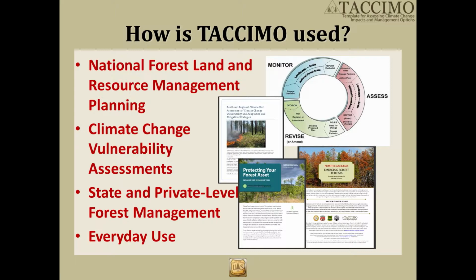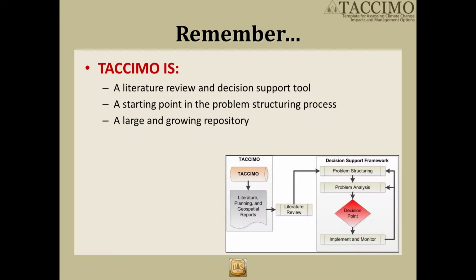For state and private level forest management, we've worked through the Pine Map project to produce information about protecting your forest asset in a changing climate, as well as with state agencies like the North Carolina Forest Service to produce an emerging forest threats pamphlet for their stewardship forestry program to engage private landowners in discussions that are backed up by the best available science, but speak to the issues that the private landowner has to address. And of course, everyday use for self-education and a variety of other purposes.